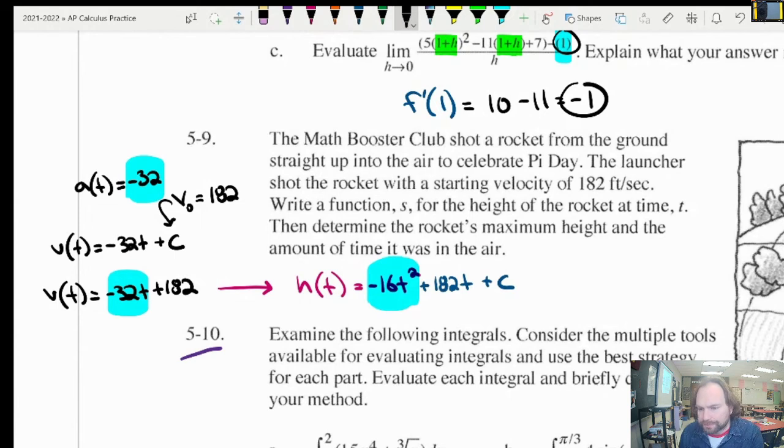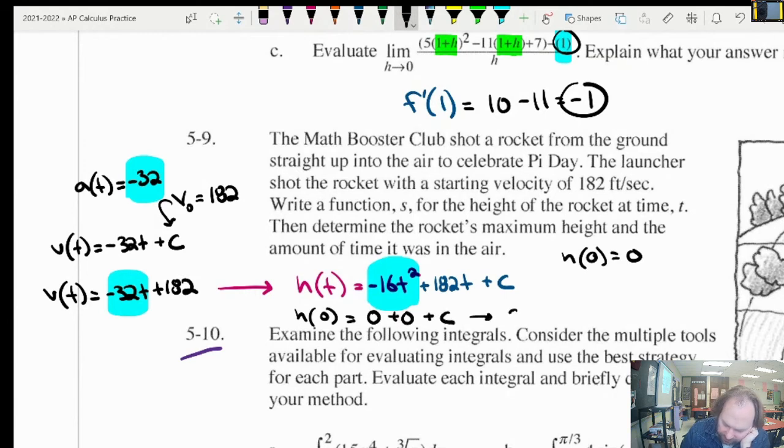We know that h of 0 has to be 0, because the height of the rocket when this thing started off is 0. If I were to plug in a 0 for this, if I was going to figure out what h of 0 is and solve for c, I would get 0 plus 0 plus c, which is a good way of knowing that the c in this problem is actually just 0. So I'm going to go ahead and ignore it and just write down that for the final answer. That is the correct answer. Negative 16t squared plus 182t.